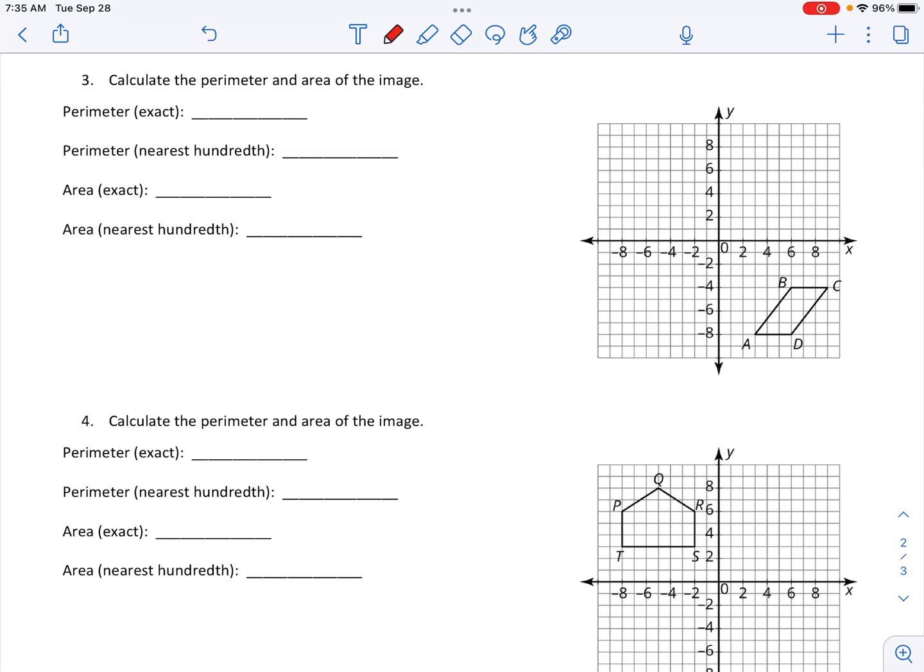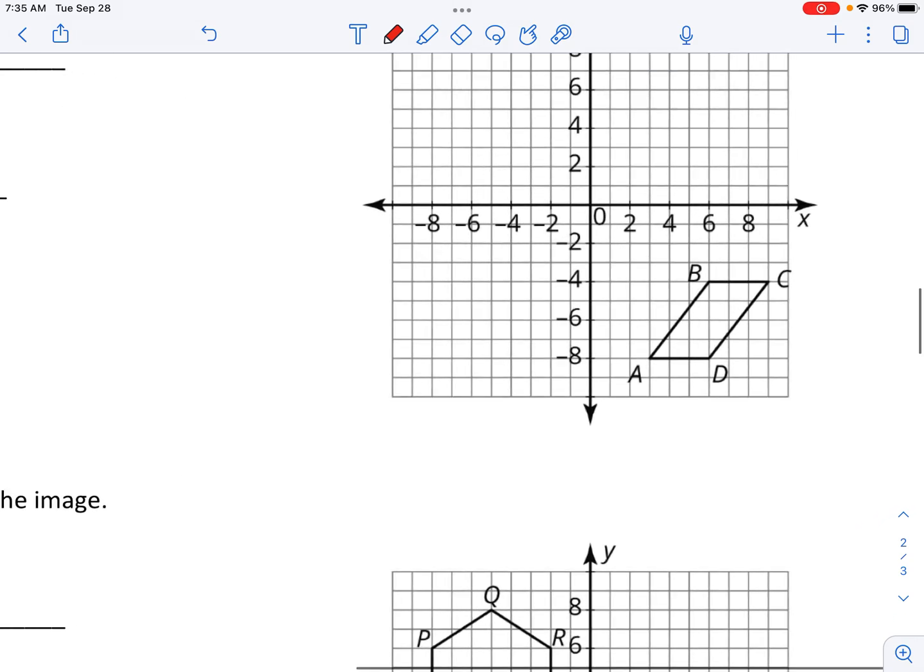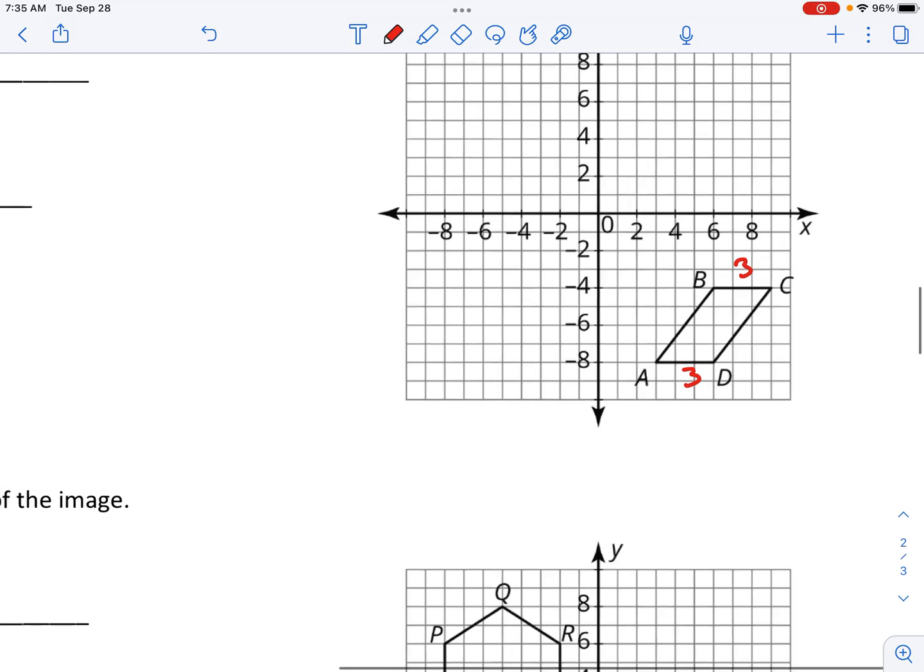Okay, number 3. Appears we have a parallelogram here. So let's go ahead and find those side lengths. BC is pretty quick to find. It's horizontal. So BC is a length of what? 3. AD also turns out to be length of 3. Now, to find the other two sides, we need to go through and use our distance formula.